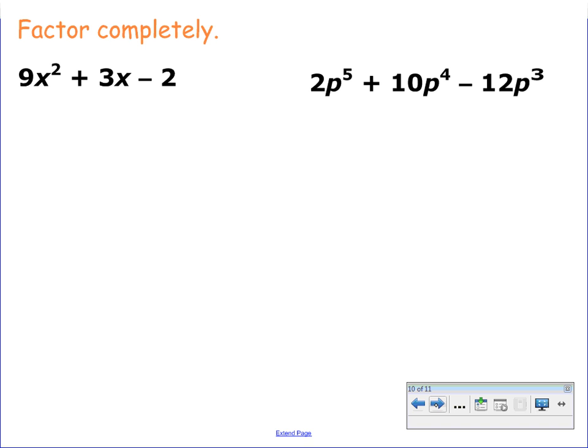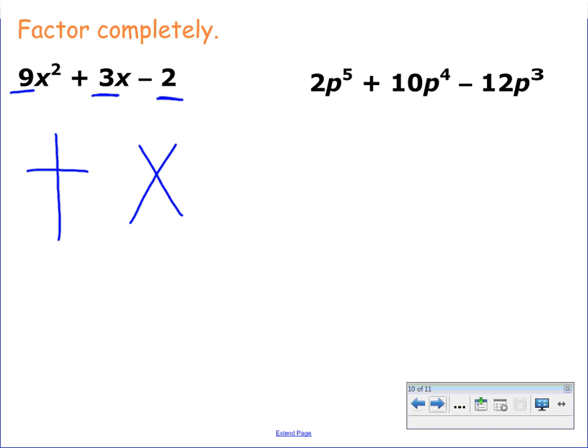Okay, we've got 2 on this page. Let's see what we can do. I look at 9x squared plus 3x minus 2. First, check for greatest common factor. Is there anything that a 9, a 3, and a 2 have in common? No. Nothing that's in common. Do they have any variables in common? No. So that tells me I'm going to factor this just like normal, using my x and my t.